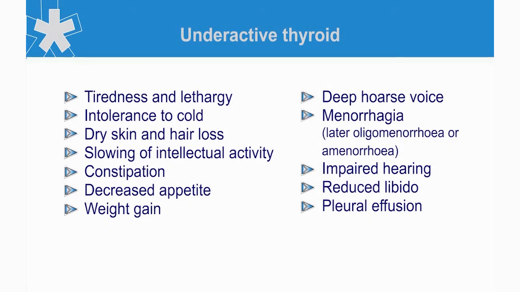They may be constipated, have a decreased appetite, weight gain. The voice may change to become deeper and hoarser. Women may present with menorrhagia or oligomenorrhea or amenorrhea. There may be impaired hearing due to fluid in the middle ear, and other signs include a reduced libido, pleural effusions.